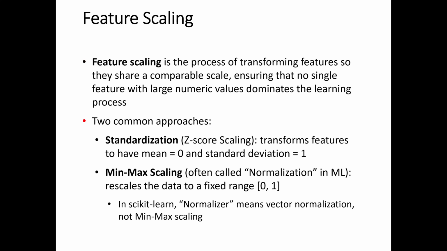There are two common approaches. Standardization, also called z-score scaling, transforms features so that the mean becomes 0 and the standard deviation becomes 1. Min-max scaling, often called normalization in machine learning, rescales the data to a fixed range from 0 to 1. And an important note: in scikit-learn, the term normalizer means vector normalization, not min-max scaling.